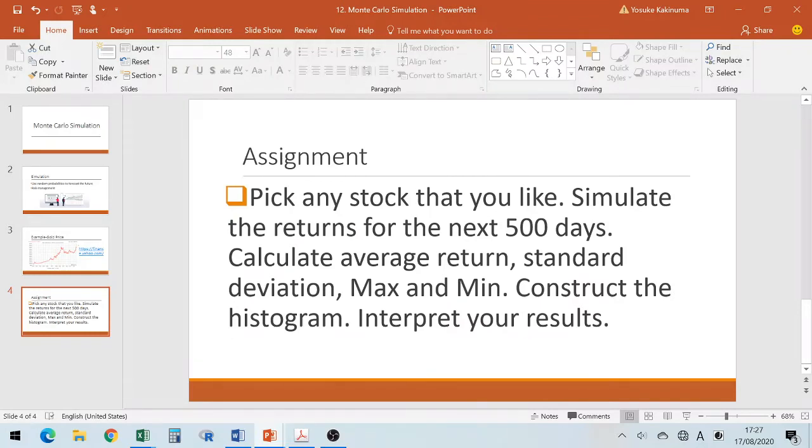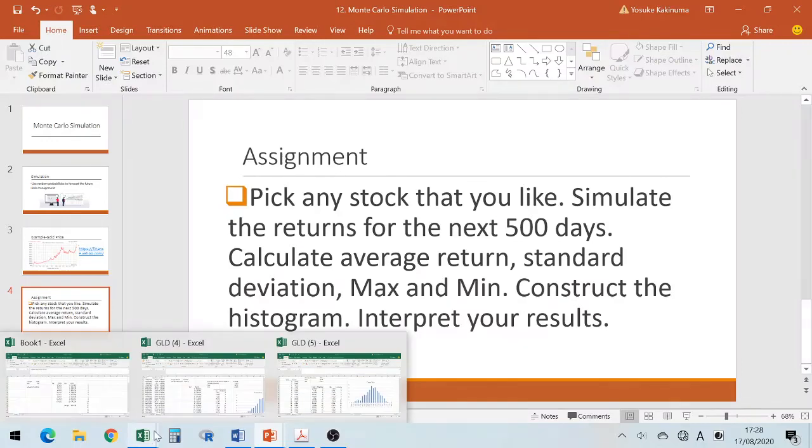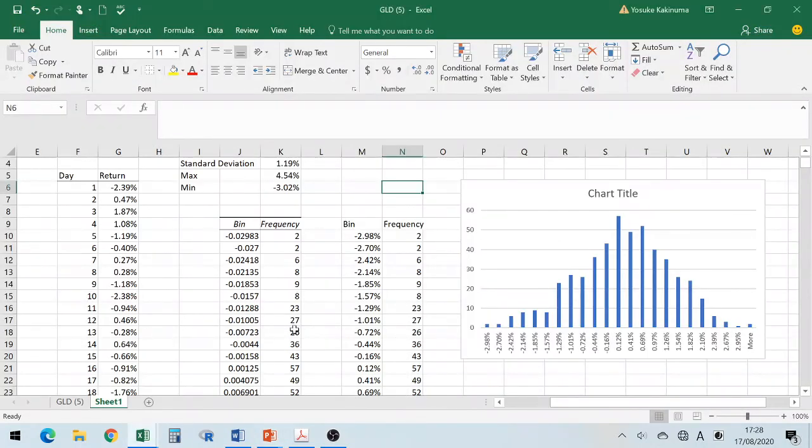Then I want you to make some interpretation of the result, what the numbers mean, because that's the most important thing. All the numbers, Excel does it for you, but what does this mean, right? That's the most important thing. So something you get out of this analysis, that's what I want you to practice. So that's your assignment for this week. Okay, good luck.